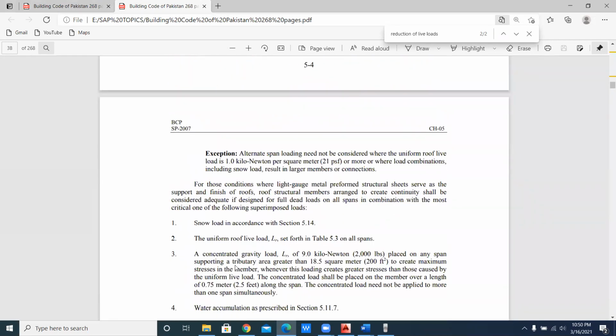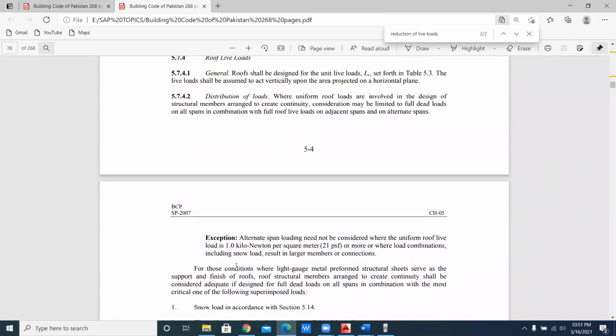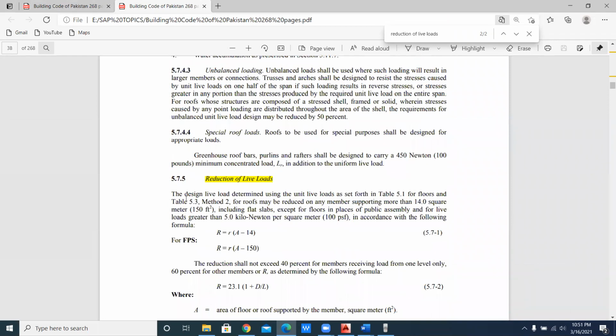And another factor that is normally given to you is that design live load as set in Table 5.1 for floors and Table 5.3 method 2 for roofs may be reduced on any member supporting more than 150 square feet. Let's suppose you have a member like a slab, beam, or anything that covers more than 150 square feet, including flat slabs, except for floors. Then you have to apply this formula, R into (A minus 150).